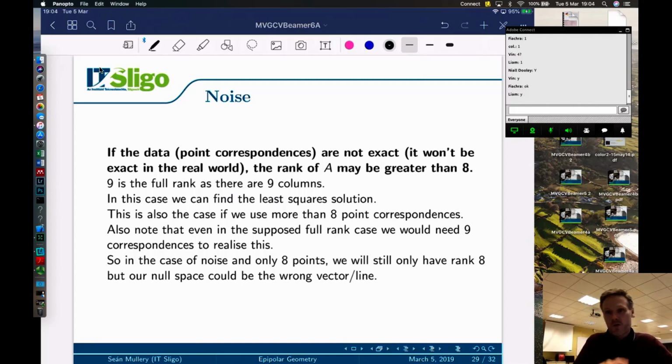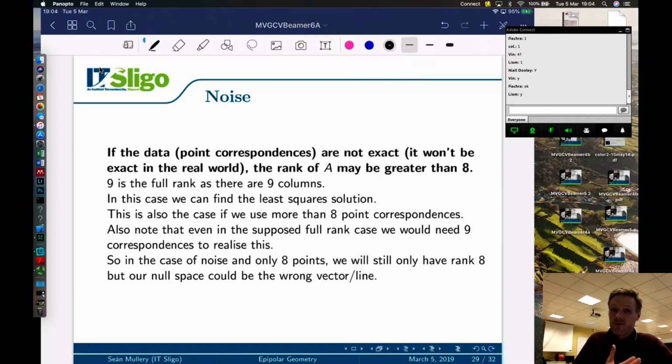Okay, that's the most important thing for you to remember, but there are a few things here just to state as well. 9 is the full rank, as there are 9 columns. In this case, we can find a least squares solution if we wanted to. Least squares doesn't get us exactly to 0, but it gets us close, as close as we can go. This is also the case if we use more than 8-point correspondences.